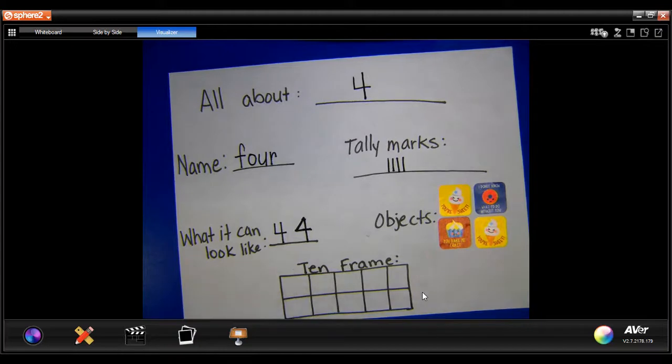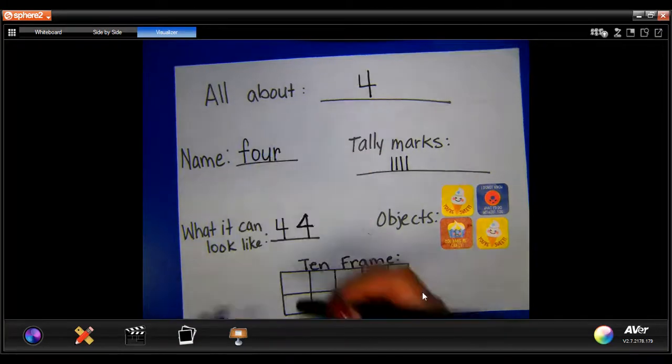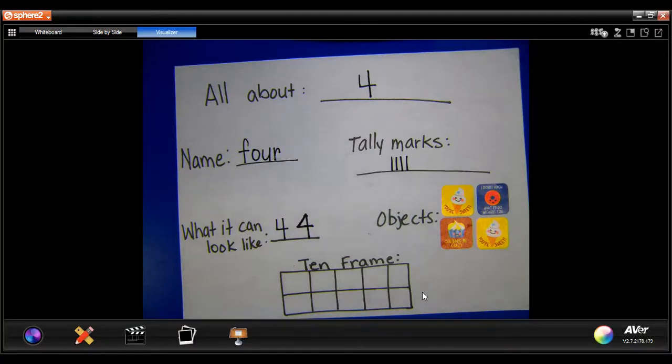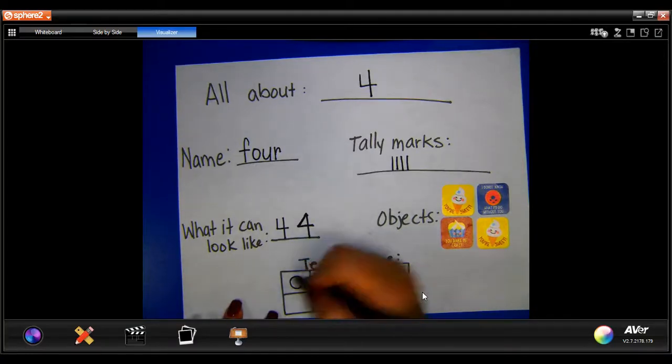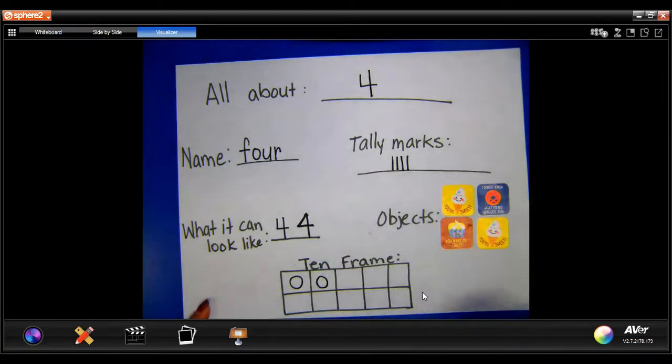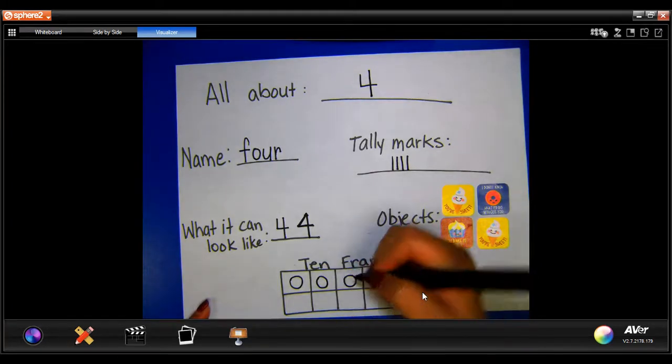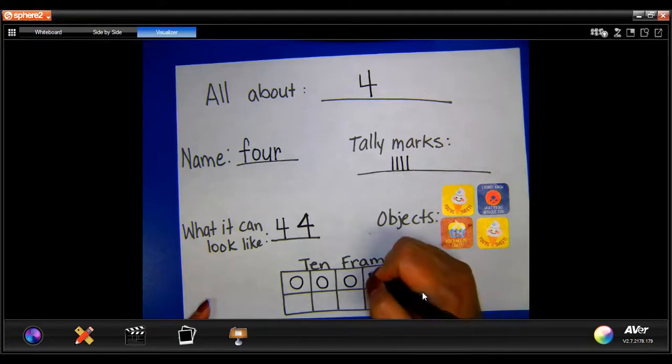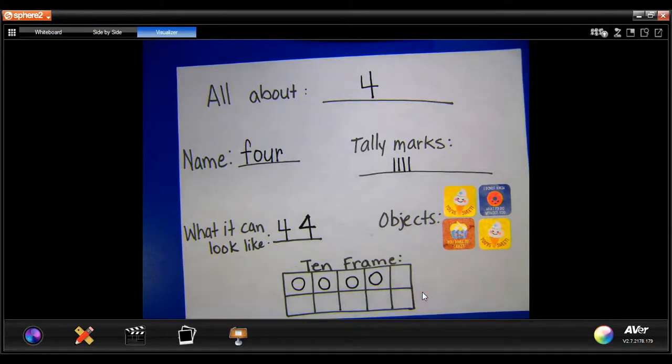For a 10 frame, how many circles are we going to draw? We're going to draw 4. So here we go. 1, 2, 3, and 4. Okay, so that's going to be your homework for today.